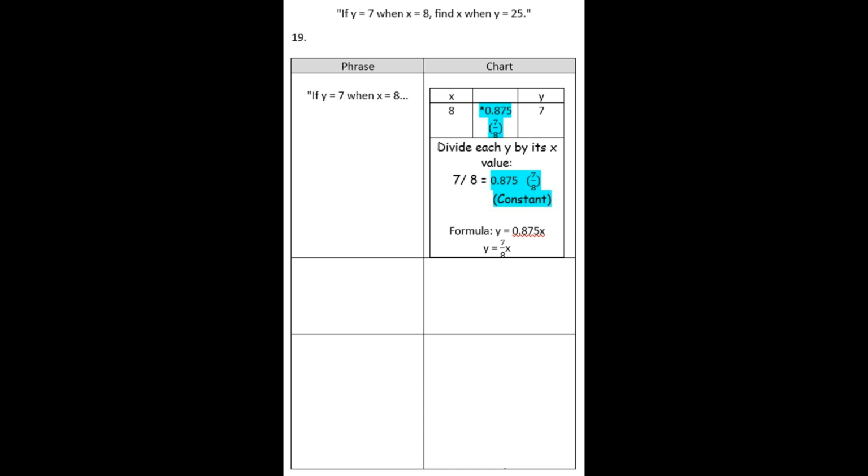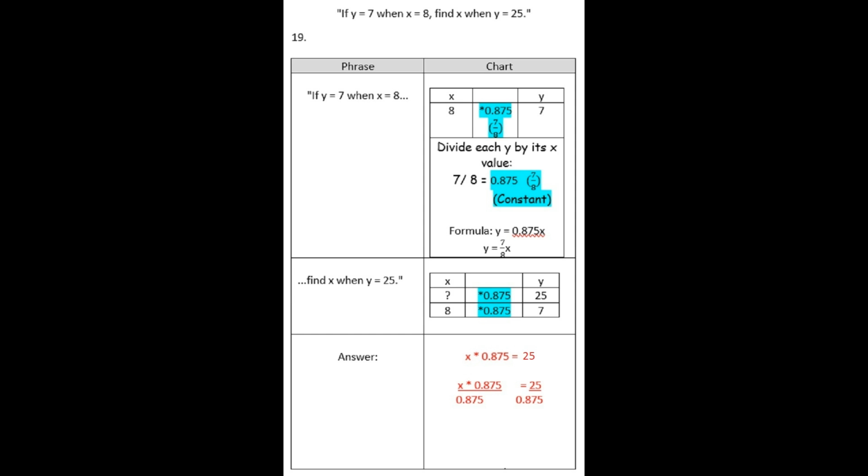Now we have to find x when y is 25. So remember, when we set this up, we are looking for the x value, not the y value. So when we start to solve this, it's going to be 0.875x equals 25. All right, so we're going to take both sides and divide by 0.875. And we end up with 28.571, or 28 4/7.